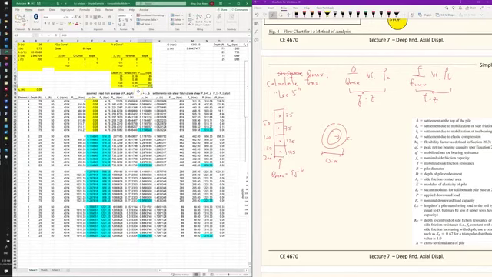So the whole idea here now is to work backward. We have elements 1, 2, 3, and 4. We start with the very last element, element 4, and the depth at the center of element 4 is 175 feet deep, and the length of the piles.